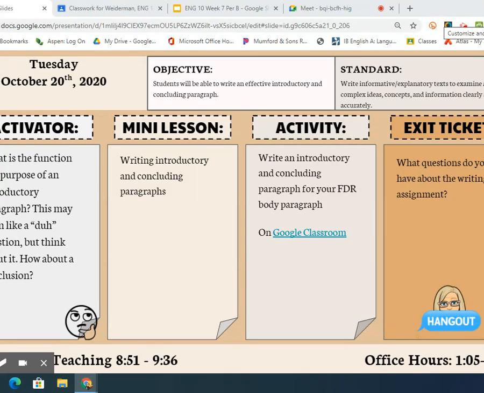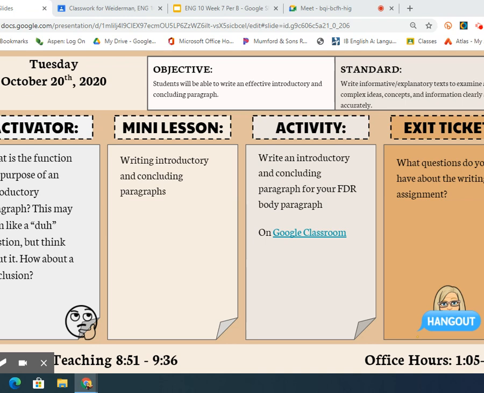We're starting to wrap up our introductory unit on rhetorical analysis. So we're almost done with that. Basically, this is our last step. Yesterday, your task was to write a body paragraph on the FDR speech, which we worked with last week. Moving forward with that, today we're going to write introductory and concluding paragraphs.